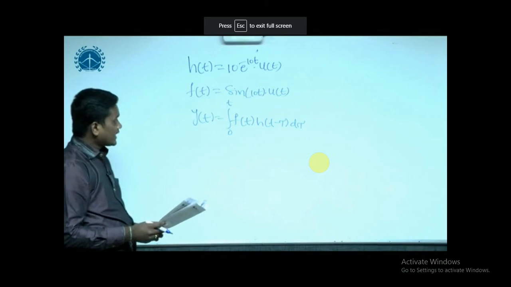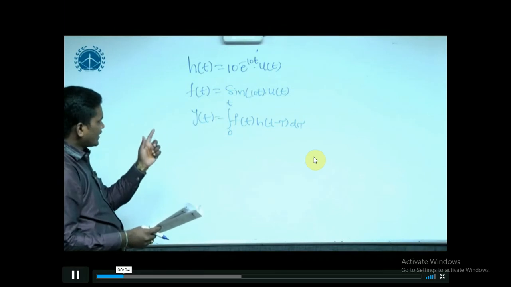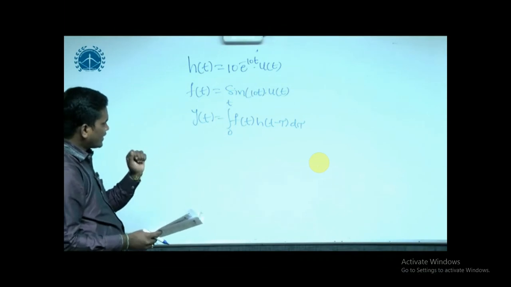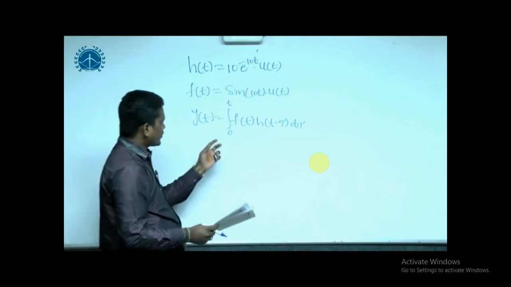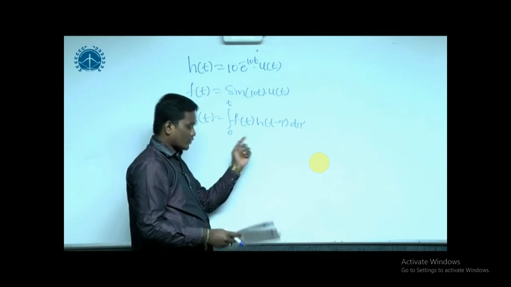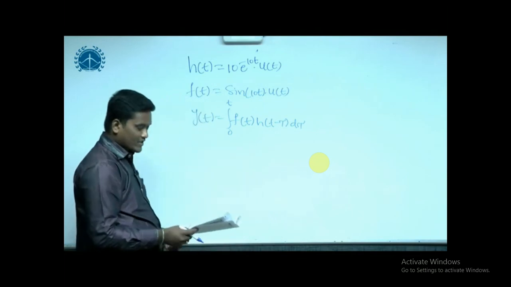The question is: h of t is a given signal, f of t is sin 10t into u of t, and y of t is the integration from 0 to t of f of tau h of t minus tau d tau. The question asks what is the Laplace transform of y of t.